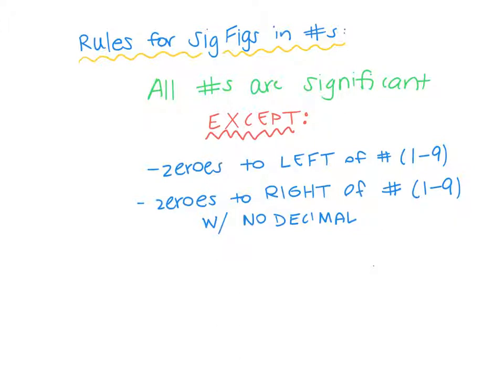All numbers are significant except zeros to the left of a number. And when we say a number, we mean a number between 1 and 9. So any 0 to the left of a number between 1 and 9. And then zeros to the right of a number if there's no decimal. If you have zeros to the right, but there is a decimal somewhere in the number, those zeros would count. So zeros to the left never count, regardless of whether there's a decimal or not. And zeros to the right don't count if there is no decimal.